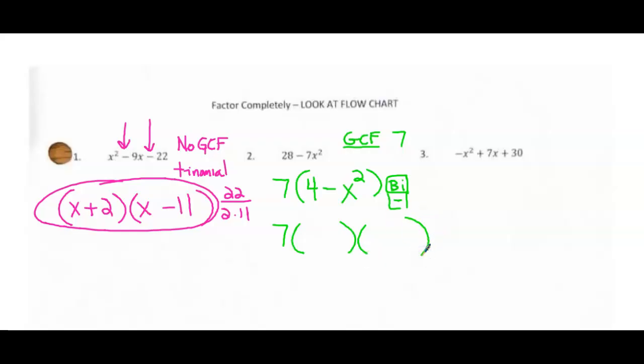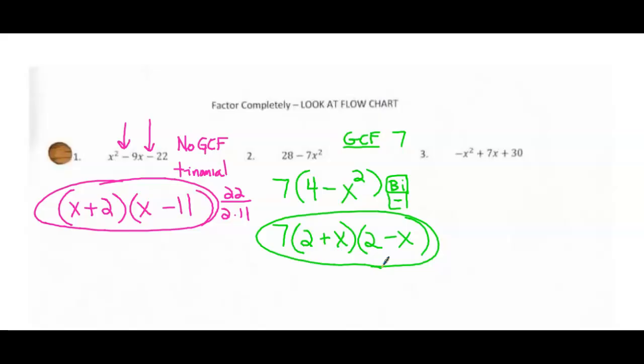When it's the difference of perfect squares, remember one is plus and one is minus. And inside your binomials, they have to be the same values. The square root of 4 is 2, so in both spots at the beginning, I'm going to put a 2. And the square root of x squared is x. And that is factored now completely.